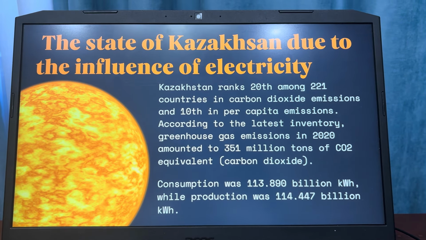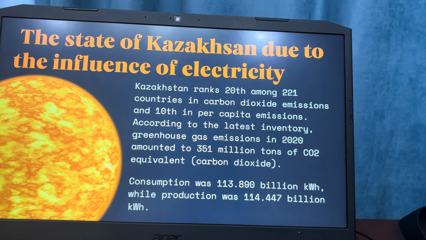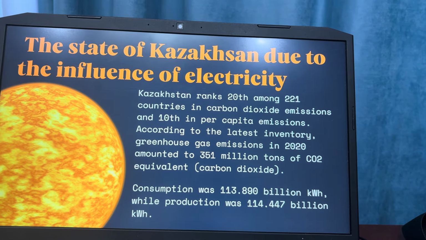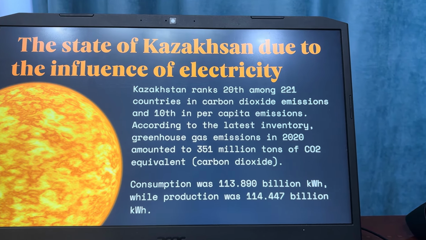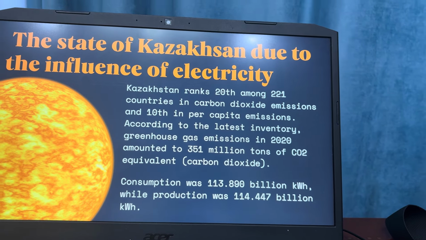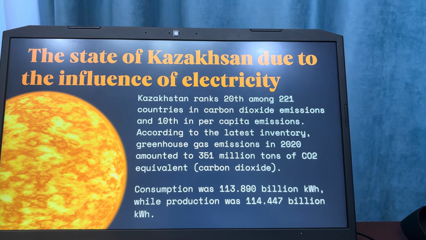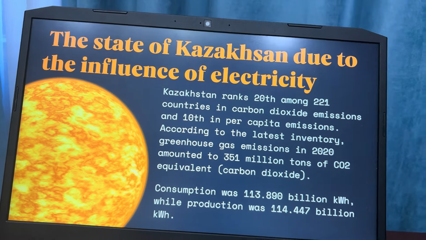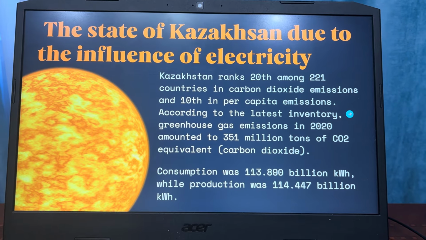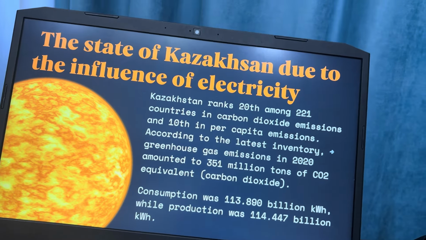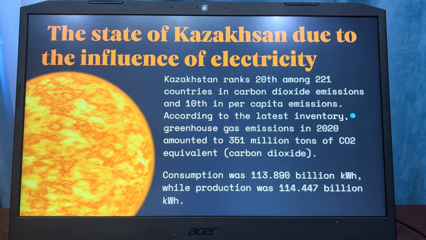State of Kazakhstan due to the influence of electricity. Kazakhstan ranks 20th among 221 countries in carbon dioxide emissions and 10th in per capita emissions. According to the last inventory, greenhouse gas emissions in 2020 amounted to 351 million tons of CO2 equivalent. Consumption was 113,890 billion kilowatt hours, while production was 114,447 billion kilowatt hours.